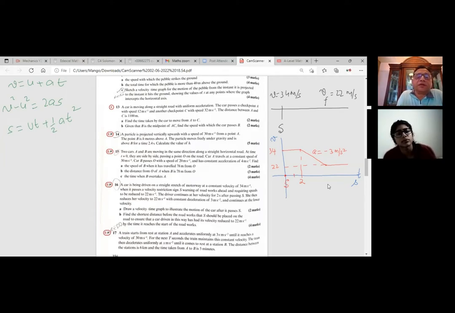So in this particular question, as you can see, the diagram has been drawn. Now what are they asking for? They're asking: draw a velocity diagram to illustrate the motion of the car after it passes S. Find the shortest distance before the road work that S should be placed on the road to ensure that a car driven in this way has had its velocity reduced to this. So we have to find this distance, this point P. You understand? I don't understand what they're asking.